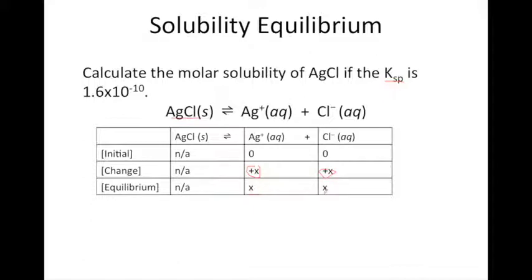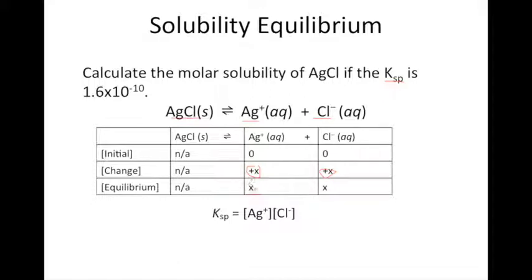Now the next thing we should do is write an equilibrium constant expression, a KSP expression for this equation. And the KSP would be equal to the concentration of silver to the first times the concentration of chloride to the first.